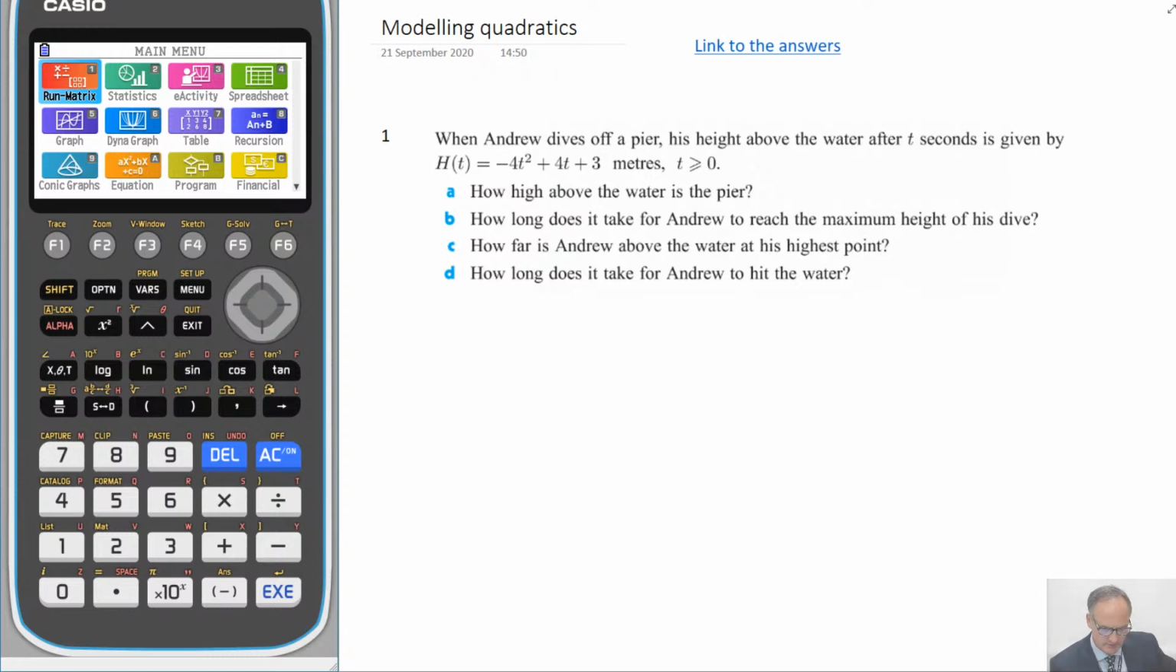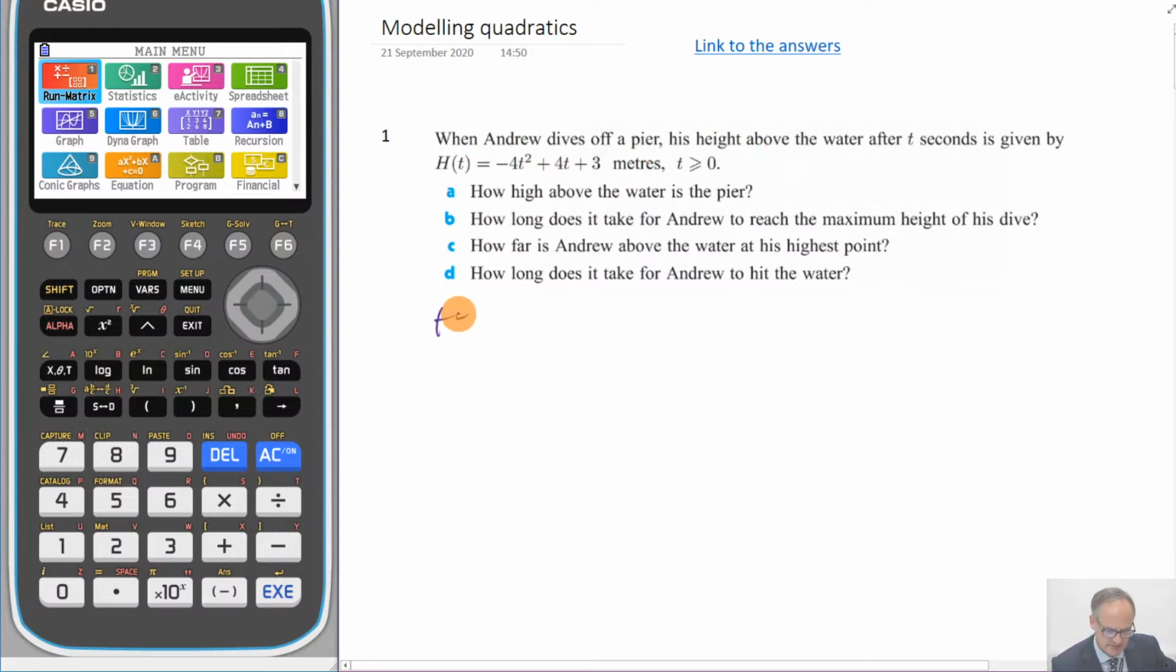Right, here we go. So the first part of the question is how high above the water is the pier? Now the question here tells us the height after time t. Okay, height of the water after t seconds. So when t equals naught, that will tell us how high above the water the pier is, because that gives you his height above the water.